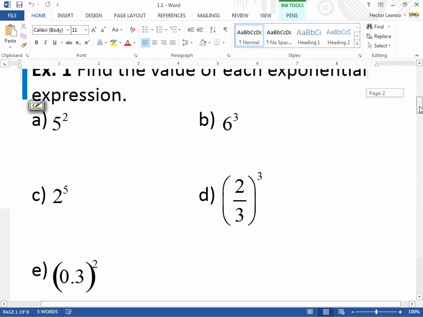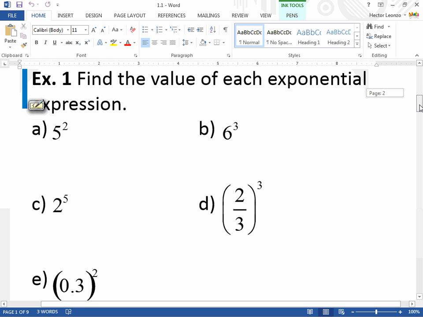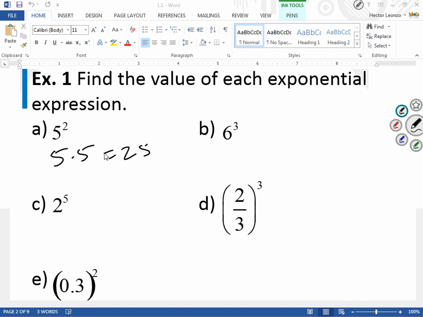Let me do 5 to the second. Find the value of each exponential expression. 5 to the second, what that means is 5 times 5. So we have to find the value. I'm going to call this 25. Remember, 5 two times.